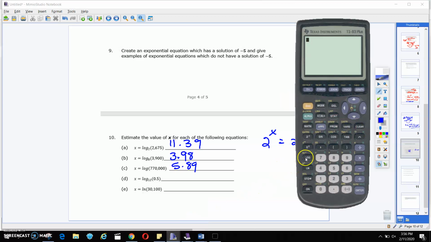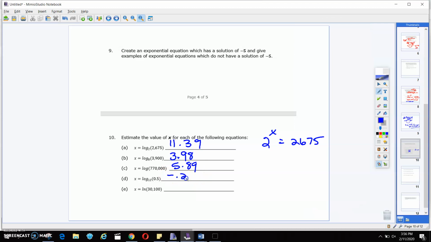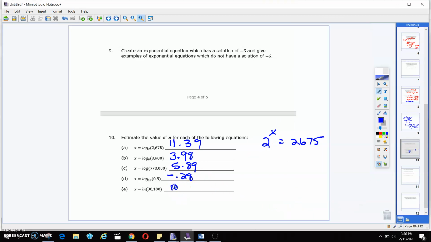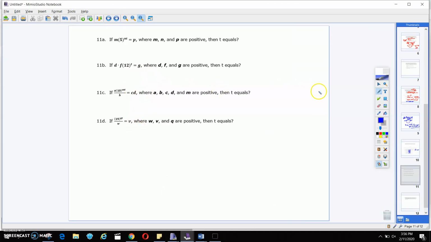All right, so then the next one you're going to do log of 0.5 divided by log of 12, and that's going to give you negative 0.2828. Again, if you have to estimate that, you're going to be sitting there for a hot minute. And then this last one is ln of 30,100. Boom, 10.31. Yeah. All right, next one.